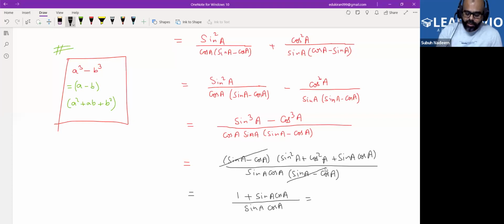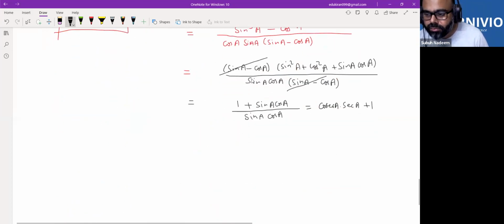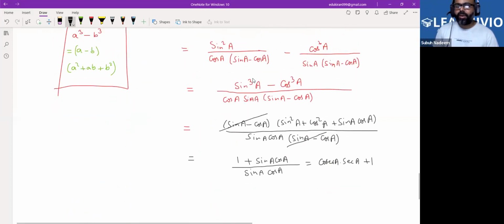What would it become? Cosec A into sec A plus 1. Which is your option B, correct? Because when you divide it separately, 1 by sin A cos A will be cosec A sec A, and sin A cos A by sin A cos A will be 1.